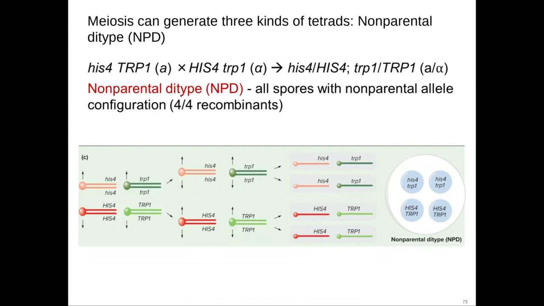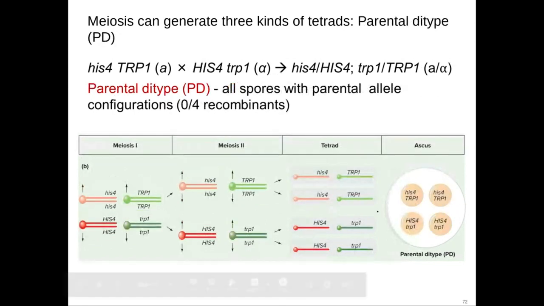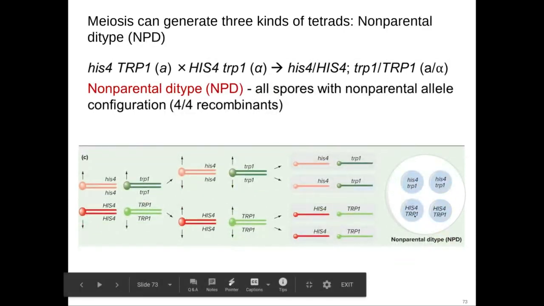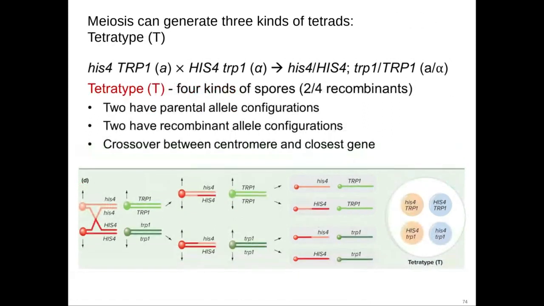And then so this is our parental ditype. We can produce non-parental ditypes, as we saw a few slides ago. And then finally we could produce the tetratype, where 2 have parental alleles, 2 have recombinant alleles, and there's a crossover between the centromere and the closest gene.